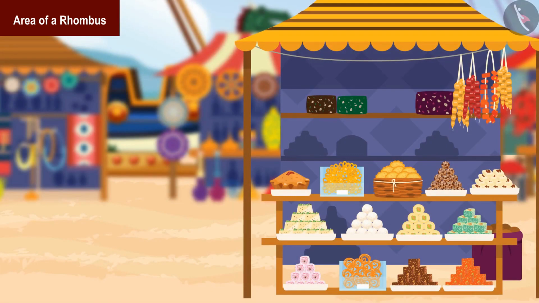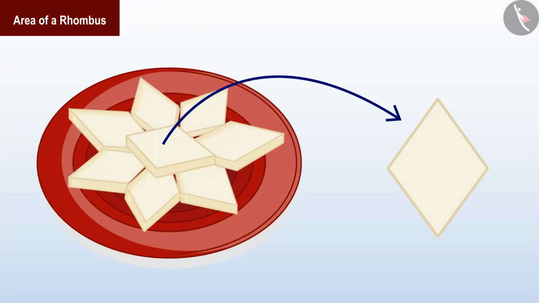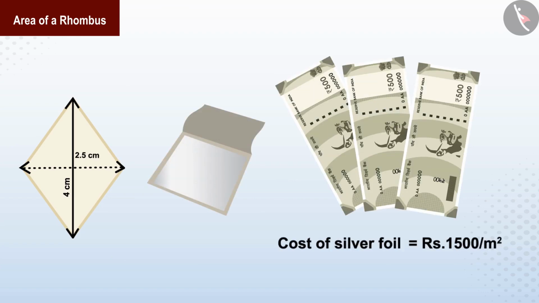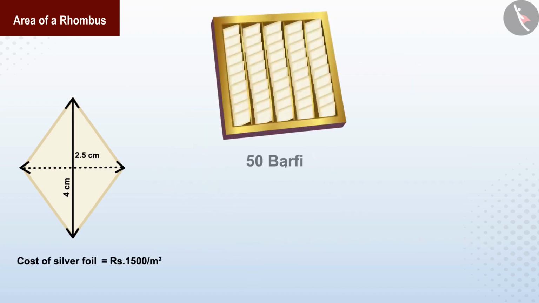Sohan has a sweet shop. While making barfi, he thinks of making barfi where the diagonals of each barfi are 4 cm and 2.5 cm. He wants to put silver foil on all the barfis, which costs 1500 rupees a square meter. If there are 50 barfi in a box, can you tell Sohan what the total cost of the silver foil will be?